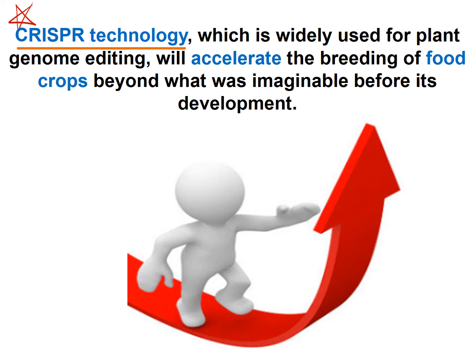CRISPR technology is widely used for plant genome editing. We accelerated the breeding of food crops beyond what was imaginable before its development.